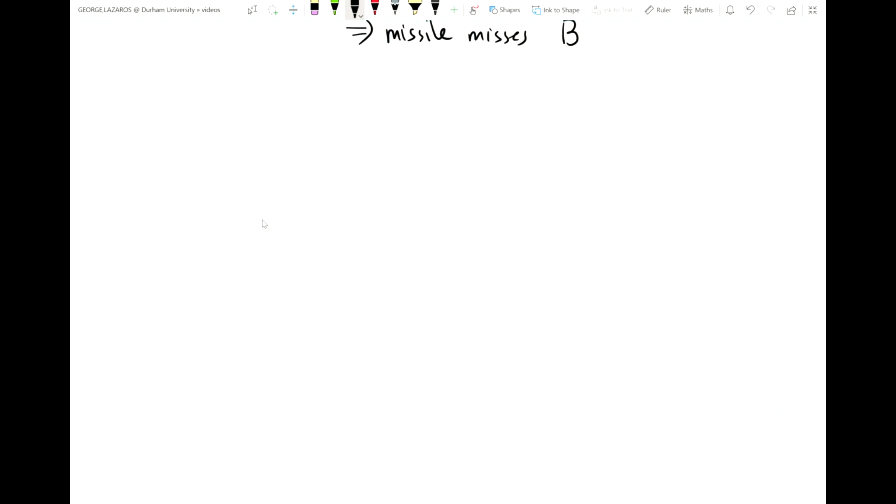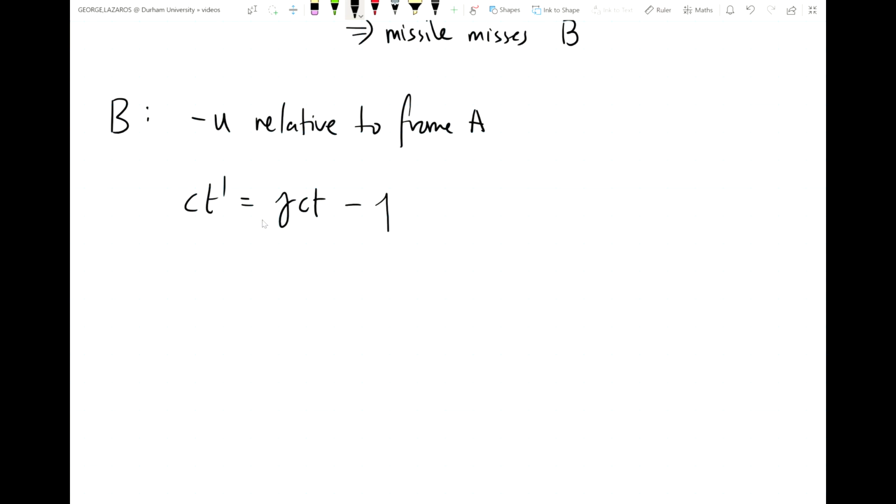Now we need to consider frame B. This frame moves with velocity minus u relative to frame A. Seeing as this is a moving frame, we need to consider the Lorentz transformations of the time and position coordinates to be able to work out times and positions in frame B. The time transformation is given by this expression. ct prime is equal to gamma ct minus gamma beta x, where beta is just the ratio of u to c.